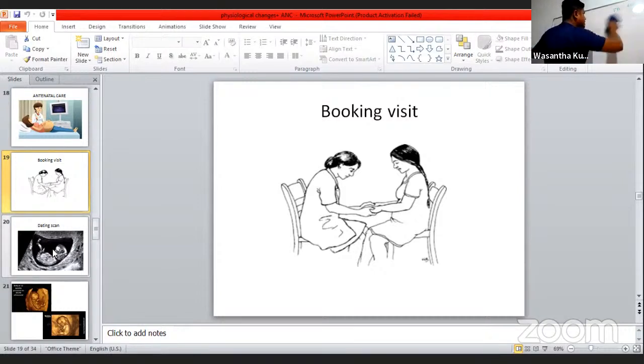What are the routine investigations that you will do in each and every patient booking visit? What are the investigations? You have to do a full blood count. You have to do urine full report. What else? You have to do OGTT, glucose tolerance test, or OGCT.